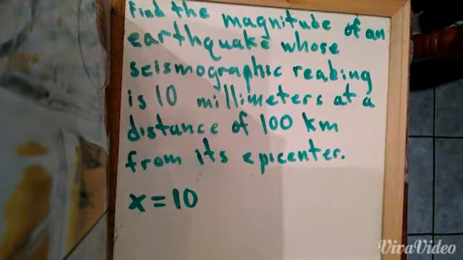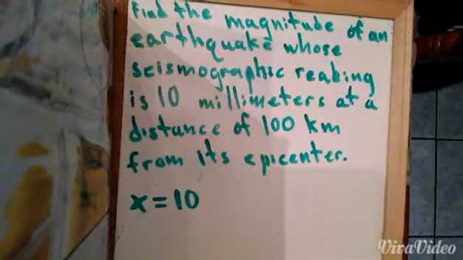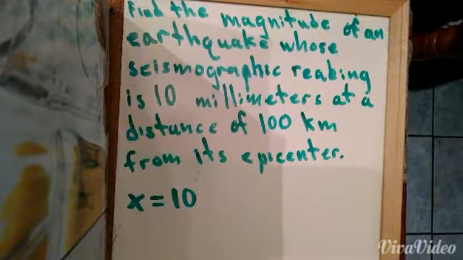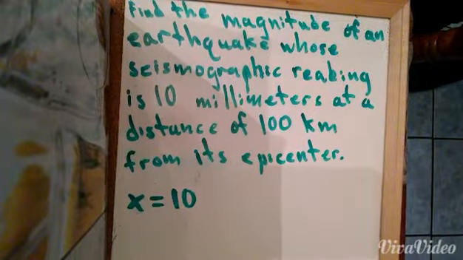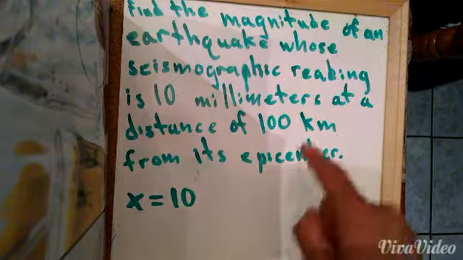Our next problem is find the magnitude of an earthquake whose seismographic reading is at 10 millimeters at a distance of 100 kilometers from its epicenter. Your given is x equals 10. Remember to look from the steps to the word problem to find what corresponds where.